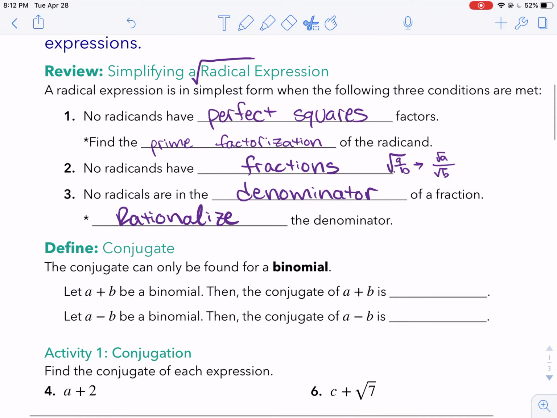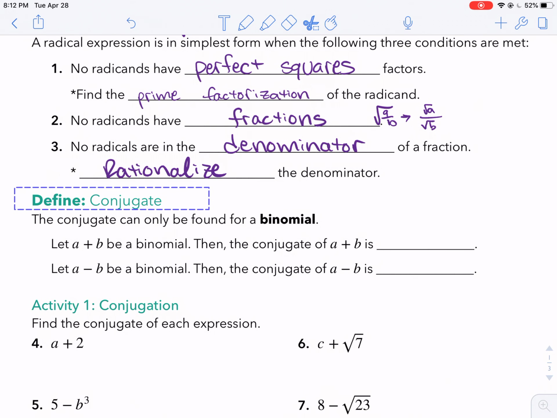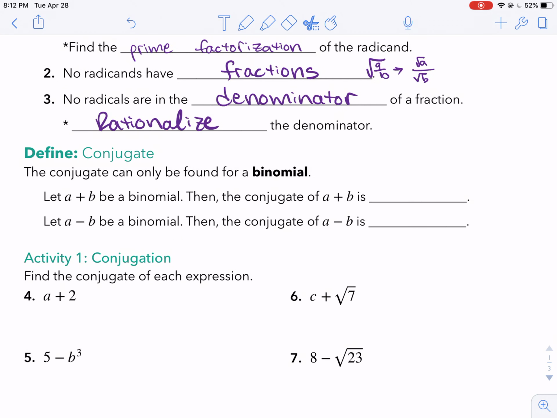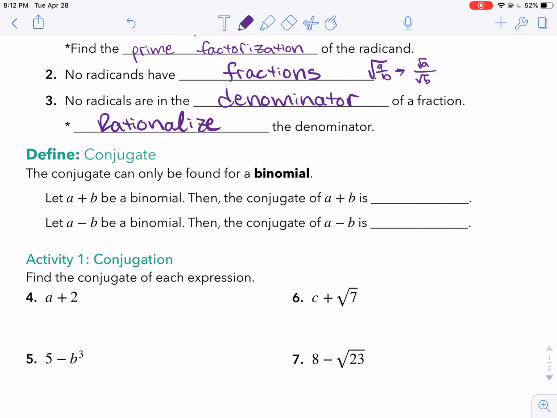In order to do that, we're going to do something today called conjugating. Now, if you're in my Spanish class, conjugate is a way that you change the verb to match the subject. That's not what we're doing. We're doing something completely different today. So all binomials have what is called a conjugate. And a conjugate looks like this. If you have a plus b, then the conjugate of a plus b is a minus b. And if you have a minus b, the conjugate of a minus b is a plus b. That's it. That's really all conjugate is.